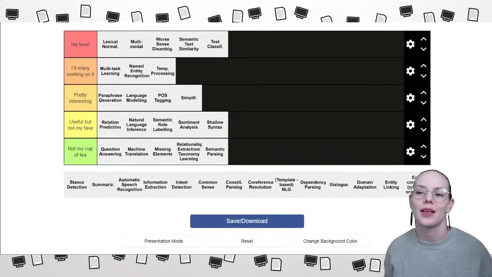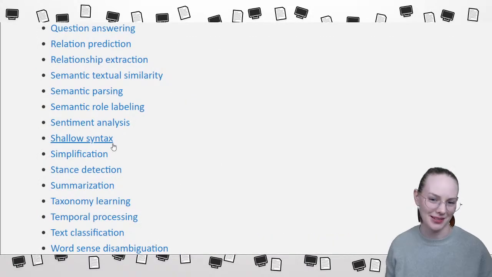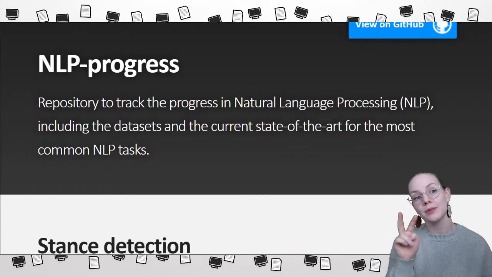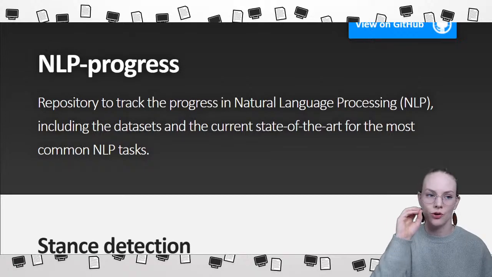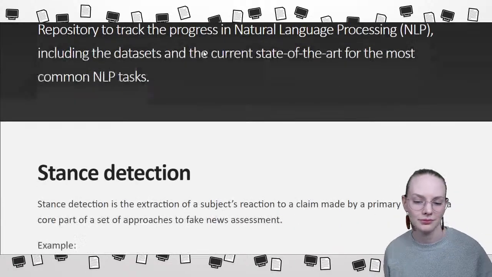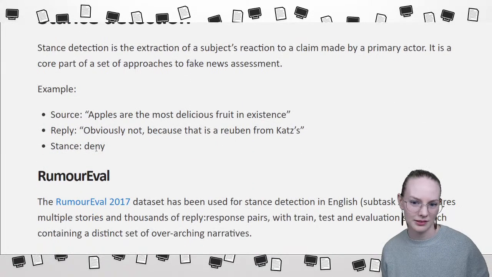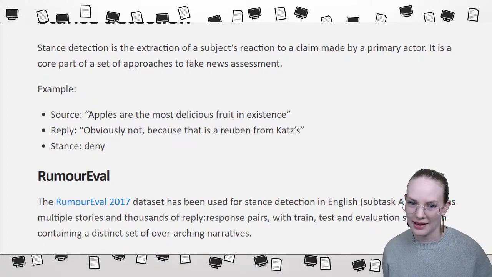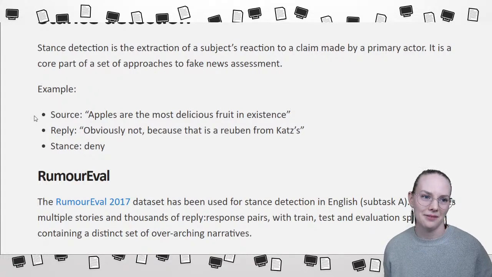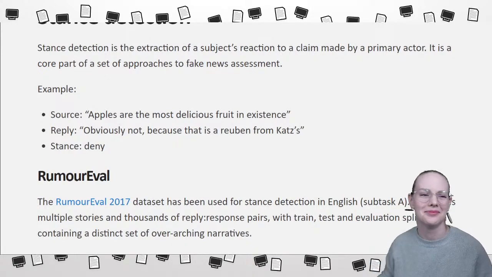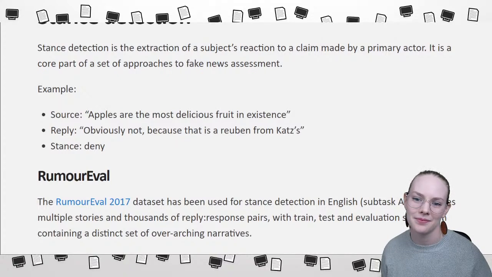Stance detection. I'm gonna double check what I think stance detection is against what they think it is. I'll tell you before I scroll down so you can see if I'm right. In argumentative text, what is the stance of the person who produced the text in the argument? Extraction of the subject's reaction to a claim made by a primary actor. Yeah. So somebody says this, somebody else says something. What is the action that the second person is doing to the first one, right? I feel like it's a little niche.